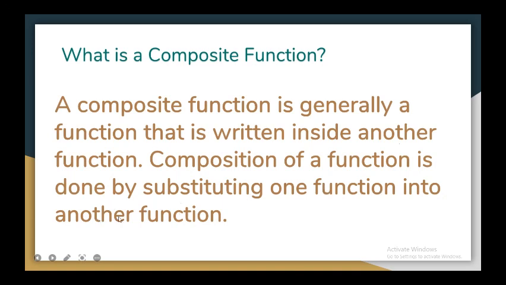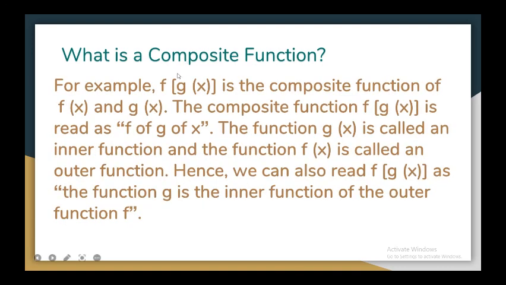into another function. Okay? So for example, we have f of g of x is the composite function of f of x and g of x. The composite function of f of g of x is read as f of g of x. The function g of x is called an inner function. Okay, so the f of g of x, the g of x here is called an inner function. And the function f of x is called an outer function.